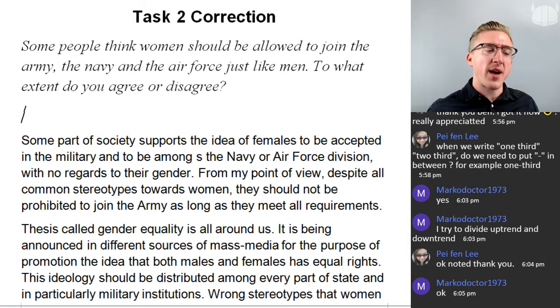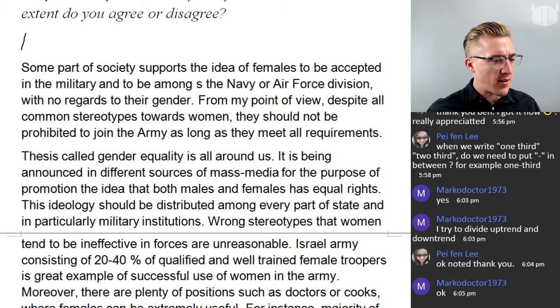I'm going to start by looking at the task achievement and the coherence and cohesion. If I have time, I'll try to point out some major grammar issues, but I think it's more important for me to look at structure first. Okay? So let's start here.